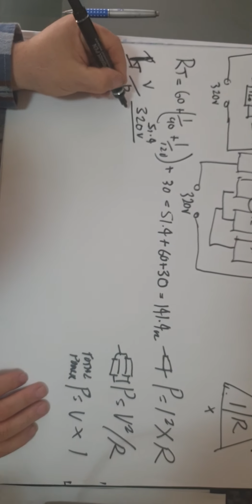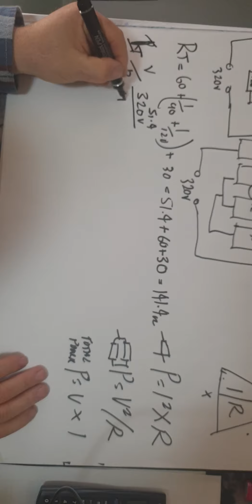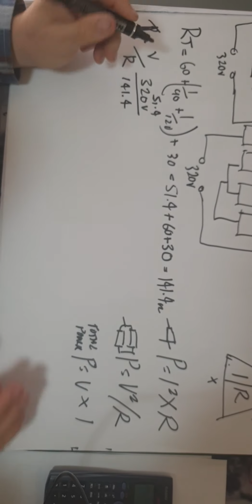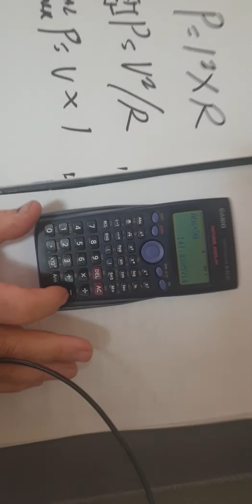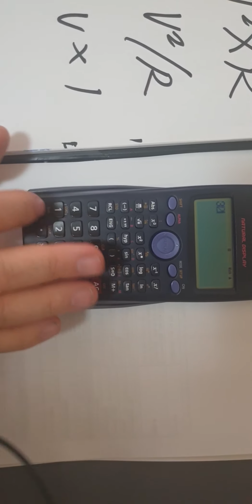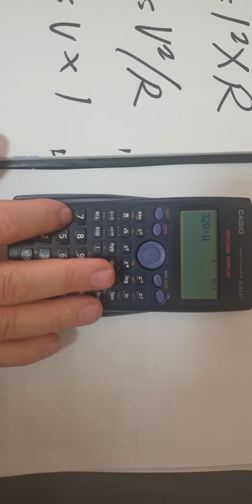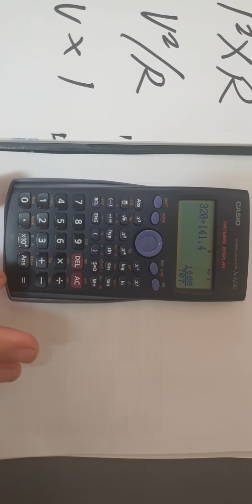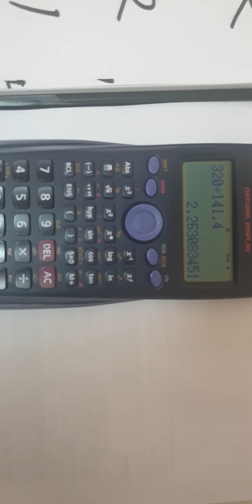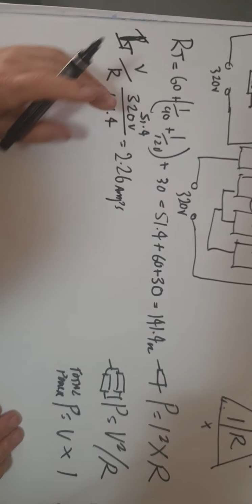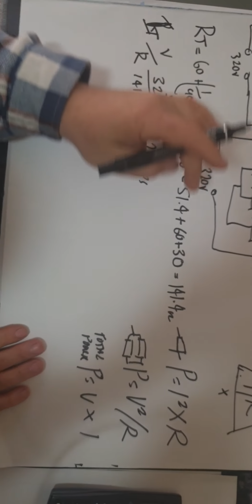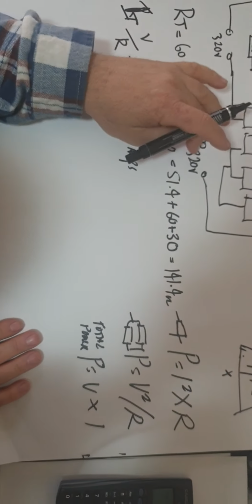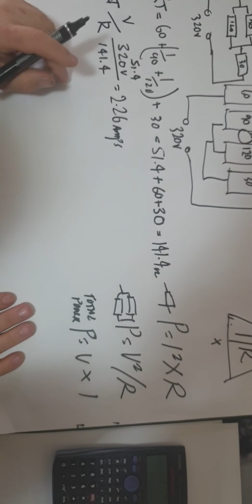Okay, so now I apply that to my voltage total current, 320 divided by 141.4. This looks like it's going to go in there 2 times, so we clear that. So 320 divided by 141.4 equals 2.26. Okay, right, so now when we look at this, we've got total current, total resistance and total voltage. I can use them to move anywhere in that circle.